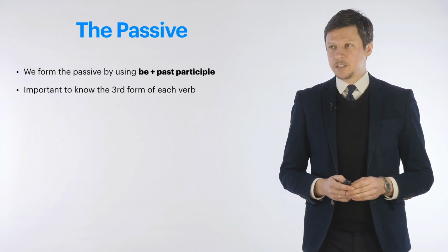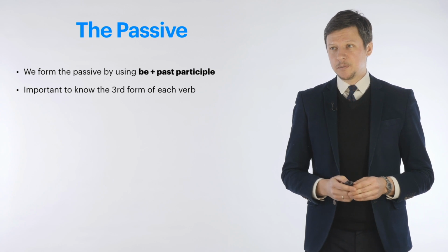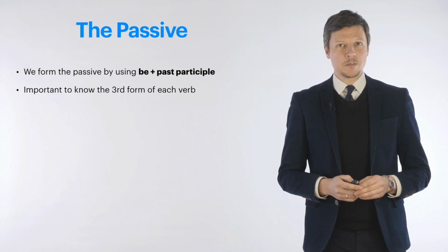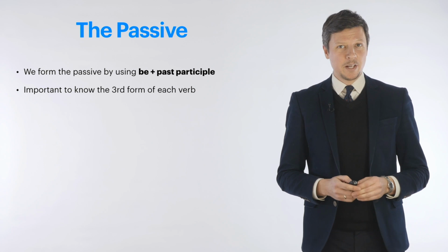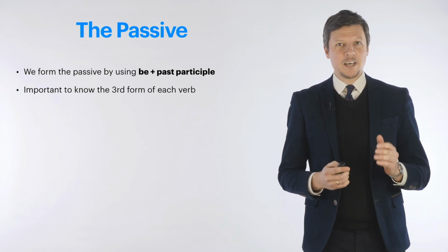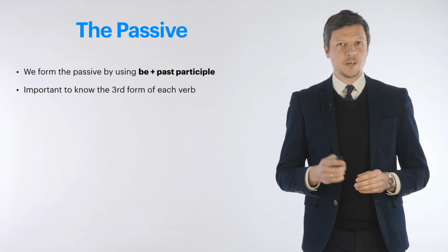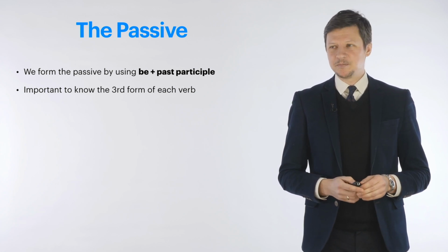We form the passive by using be and the past participle. Therefore, it's very important that you know the third form of the verbs, especially the irregular ones. We want to give you some help, so I have gathered a list of irregular verbs, and you can find them in the description below. I hope that will help.